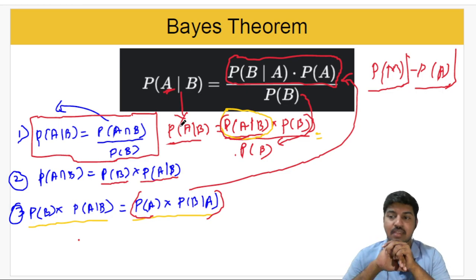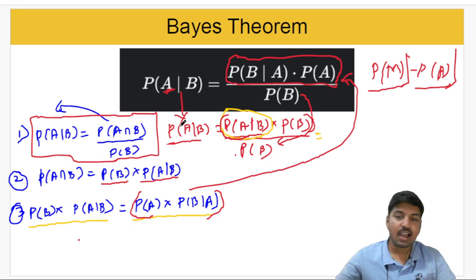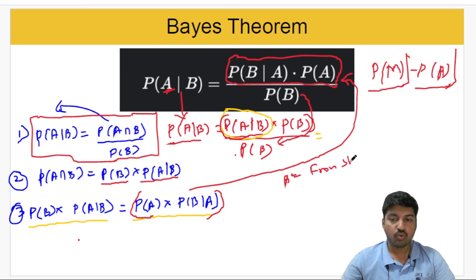This is the problem we are going to solve with Bayes theorem. Why are we not able to solve this problem using conditional probability? What is my event A in this case? That it is from shop 1. What is my second event, B? It is defective.